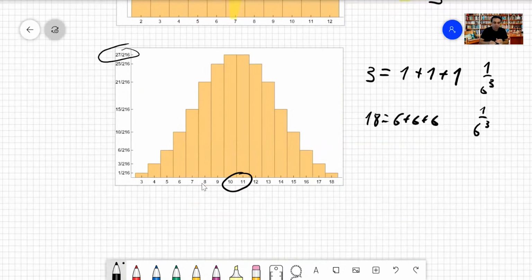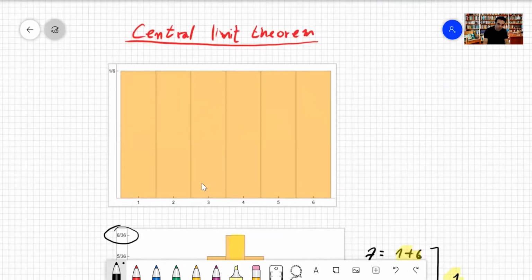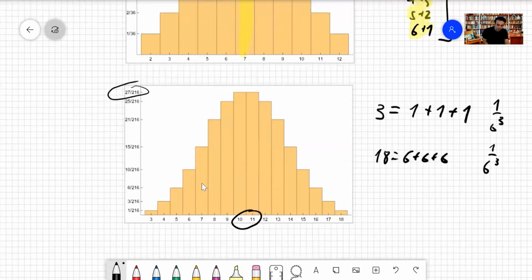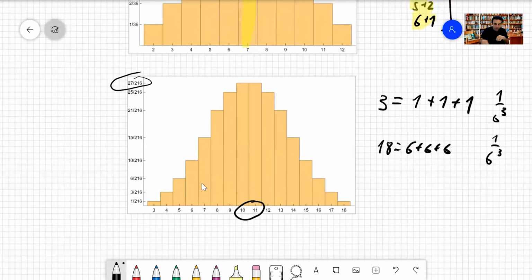So the theorem says that if I do this for the sum of n dice, so here is n equals 1, this is n equals 2, this is n equals 3, as n, the number of dice, approaches infinity, the probability distribution approaches the continuous normal distribution.